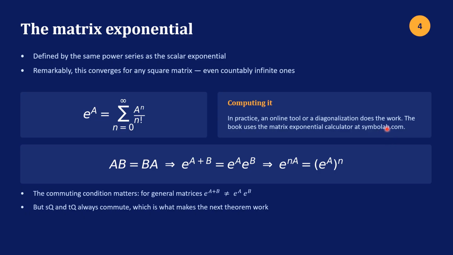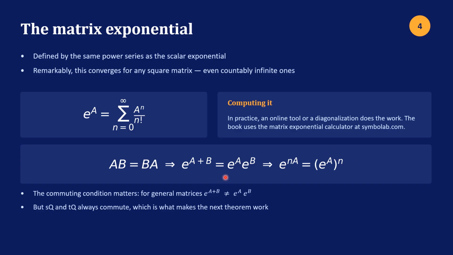I use symbolab.com, but there are many other online calculators that can do this type of thing. The other property is if you have commutativity between the matrices A and B, so that AB equals BA, and these are square, then e to the A plus B equals e to the A times e to the B. But you need to have this property. And then if we just take A n times, in other words, e to the nA, that's the same as e to the A to the nth power.